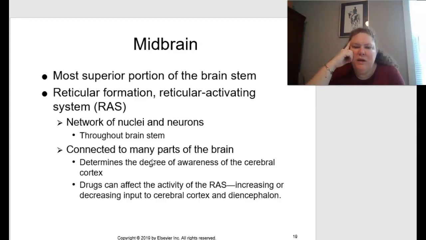And the midbrain is connected to many different parts of the brain. This determines the degree of awareness of the cerebral cortex. And drugs can affect the reactivity or activity of the reticular activating system, and therefore they can increase or decrease input to the cerebral cortex and the diencephalon. So you can manipulate this on purpose, right, or pharmacologically.